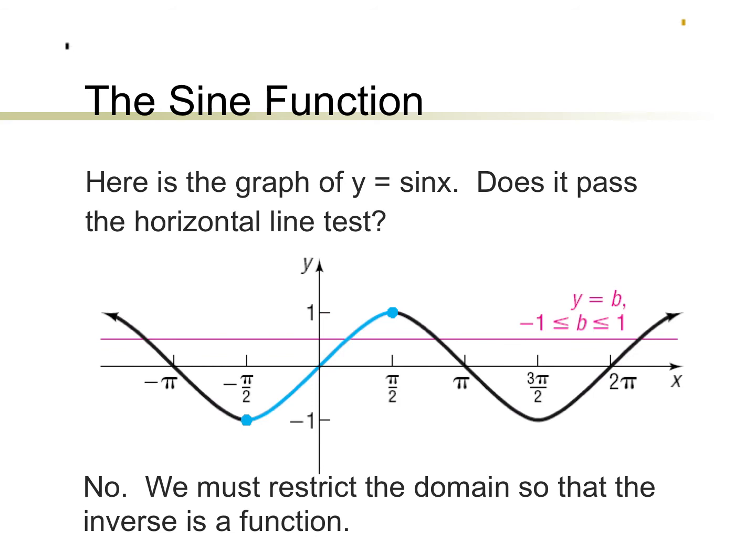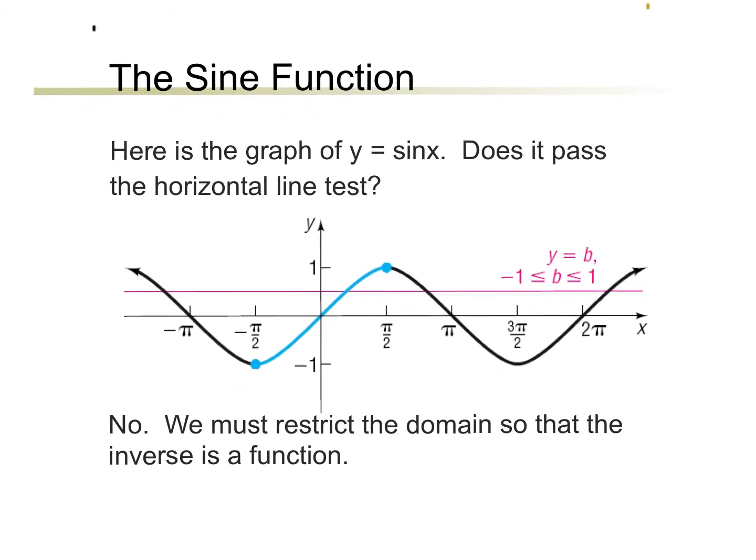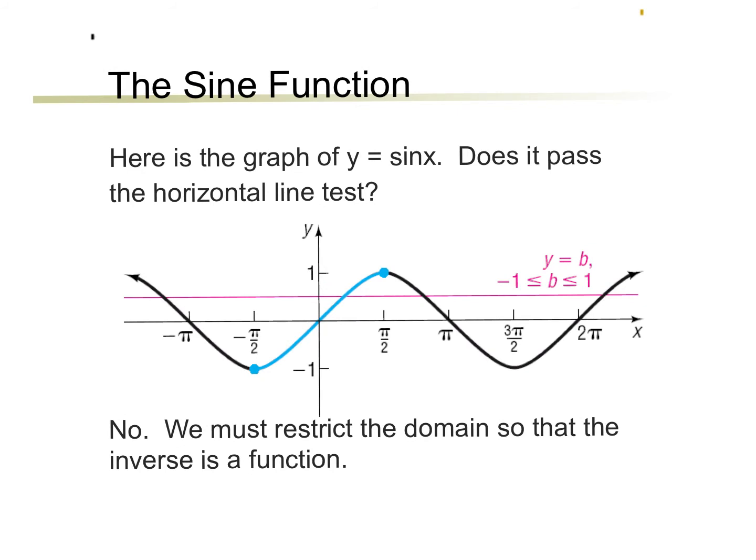So, sine function, same sort of thing. Our sine function fails our horizontal line test because it extends infinitely in the positive x and infinitely in the negative x. So we have to restrict its domain as well. Except this restriction is going to be a little different. We're not going from 0 to pi, rather we're going from negative pi over 2 to positive pi over 2.